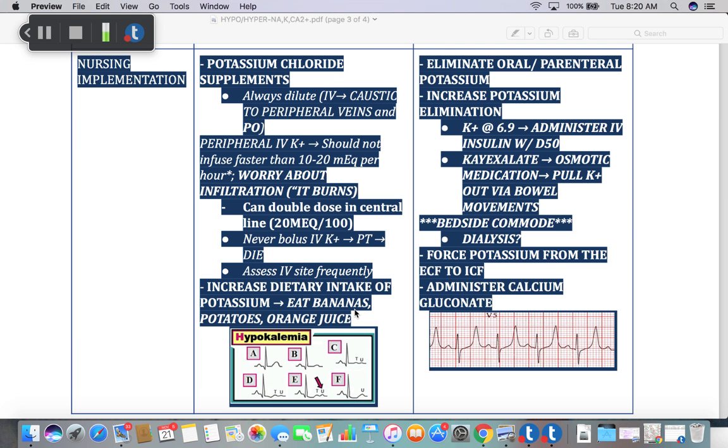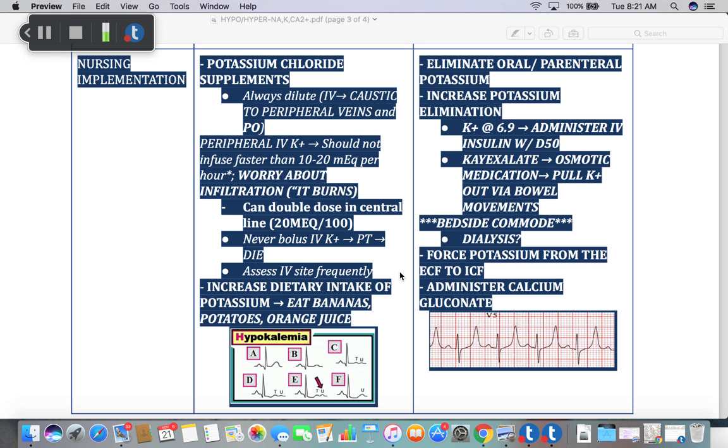You have to assess the IV site frequently and increase dietary intake of potassium, so have your patient eat bananas, potatoes, and orange juice. For hyperkalemia, you want to eliminate all their potassium intake, so you also want to increase the elimination. If your patient has a K of 6.9, you're going to administer IV insulin with D50. You can also give your patient Kayexalate, which is an osmotic medication that pulls potassium out via bowel movements.